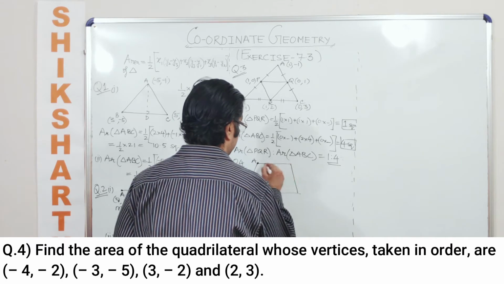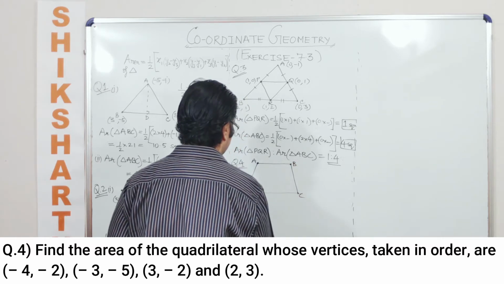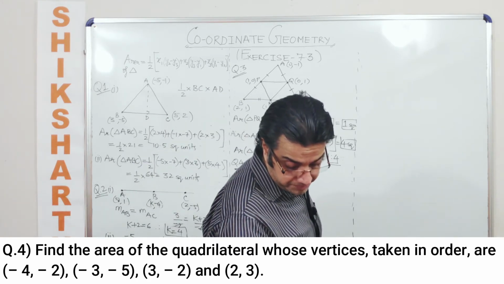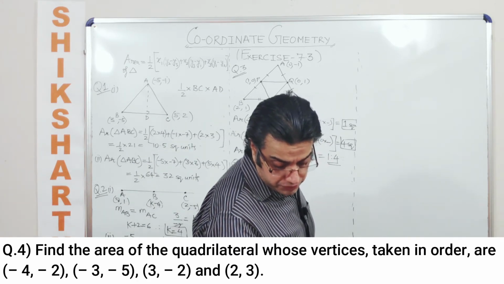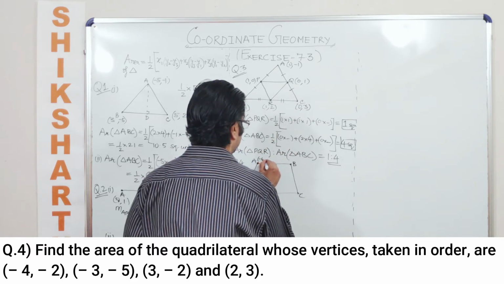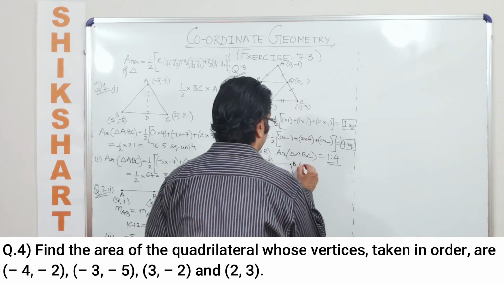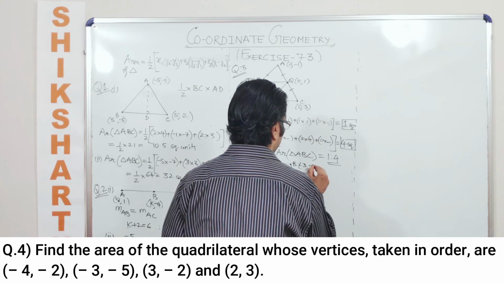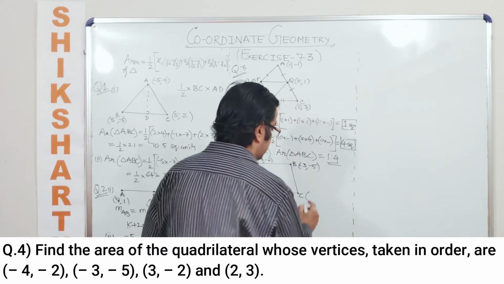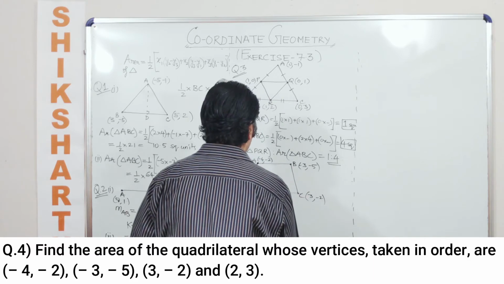Let's say this is A, this is B, this is C, and this is D. And the coordinates are -4, -2, followed by -3, -5, followed by C, which is 3, -2, followed by 2, 3.